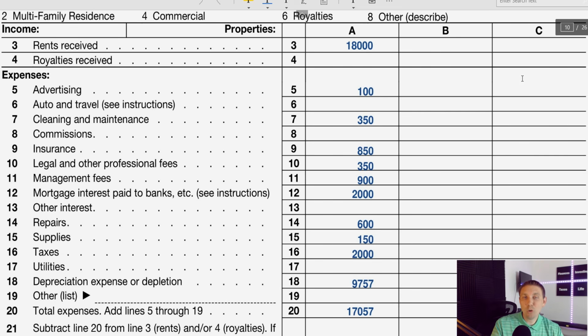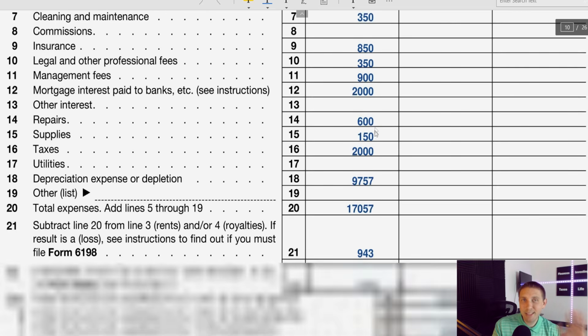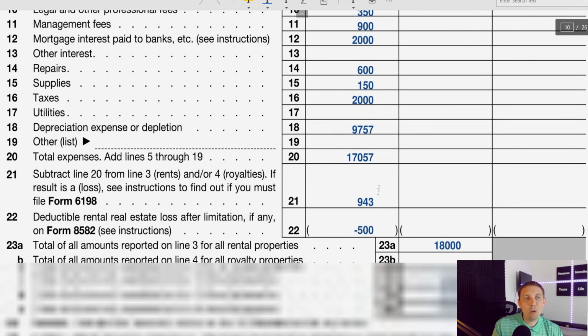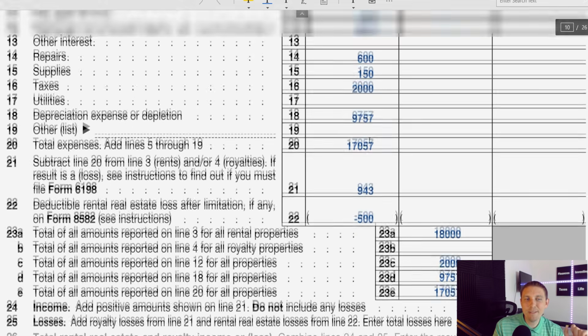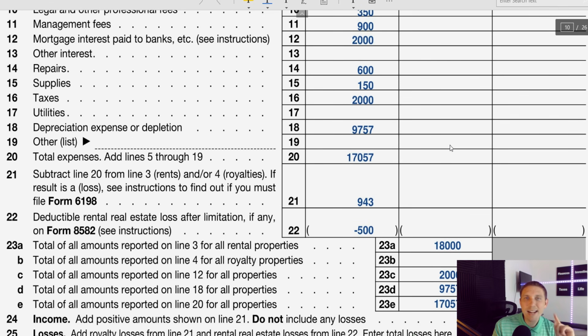And so for 27 and a half years, you have this thing called depreciation reducing your rental income, because it's an expense, right? So in this example, we had $18,000 in income. Once we add up all these expenses, that comes out to be $17,057. That means we have a net income of $943. So that's what our net income would be.